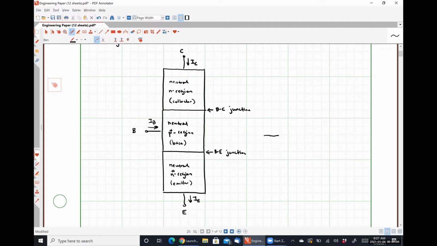We represent this guy with the following schematic symbol. Here's our collector. Here's our emitter. Here's our base. And so we're going to define some voltages. Let me put the currents on here first, though. So here's my collector current. Here's my emitter current. Here's my base current.